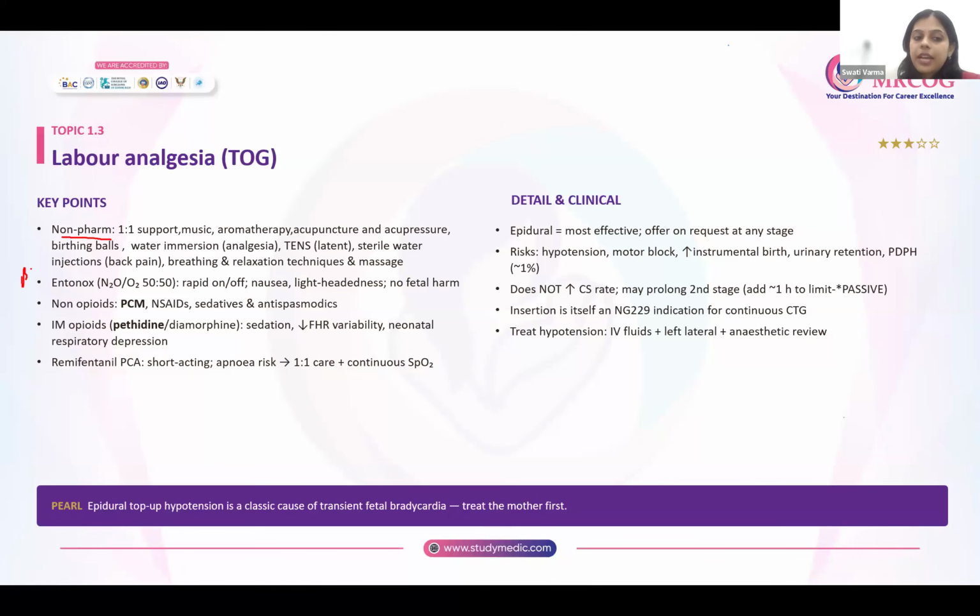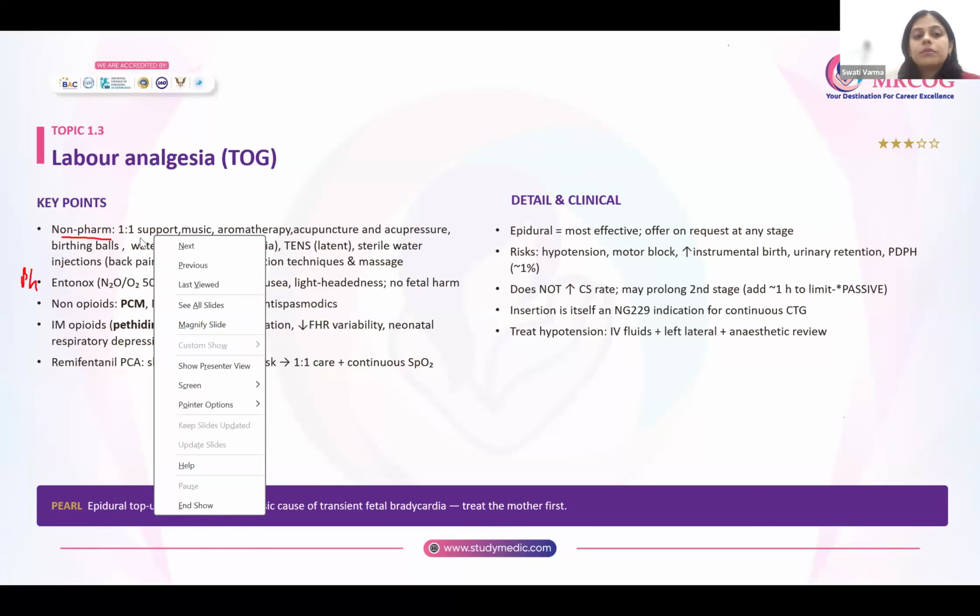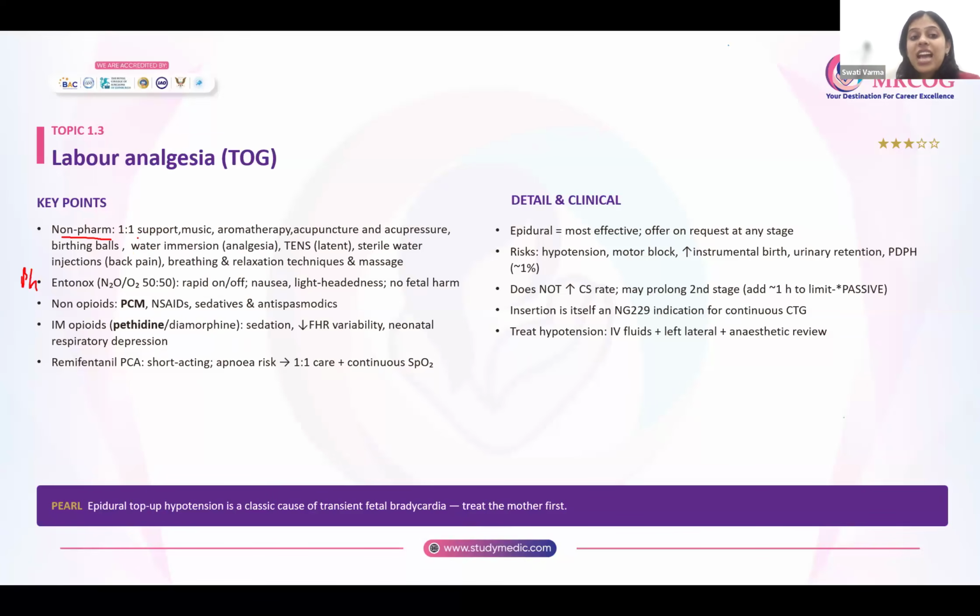The first thing they have divided into is non-pharmacological. Non-pharmacological is basically where they don't want to intervene through any medicines. So they have devised things like 1:1 close care. Then support is such a thing which has been found in various trials to reduce the pain. Then few things like music, aromatherapy, acupuncture and acupressure, various trials have occurred and they have been more or less found to reduce pain during labor.